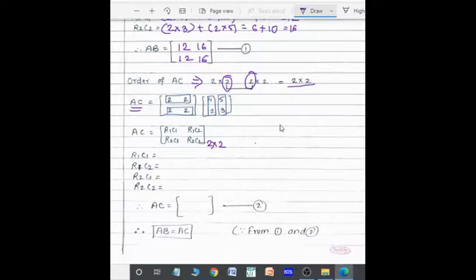We know for R1C1, we are going to multiply first row and first column. So do that. 2 into 4 plus 2 into 2. 2 into 4 is 8 plus 4. Answer is 12. Now we need to find out R1C2. So this is first row and second column we are going to multiply. So we'll do 2 into 5 plus 2 into 3. That is again, 2 into 5 is 10 plus 2 into 3 is 6. So answer is 16.